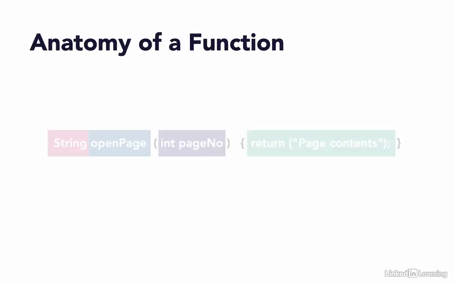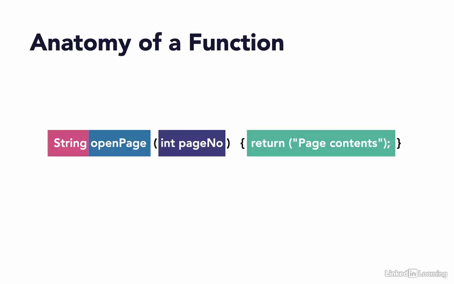The syntax may be familiar to you if you are coming from a Java background, but may be different if you're coming from, say, a Kotlin background. So this is a function that basically takes in a parameter for page number and returns a string that says page contents. The first part of the syntax, which says string, is the return type. So that means this function should only return the value of string. The next is the function name.